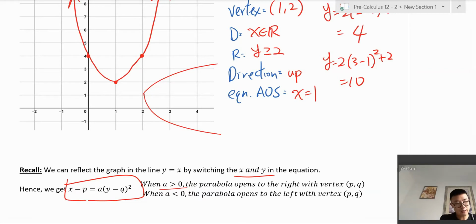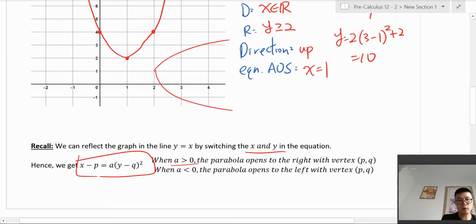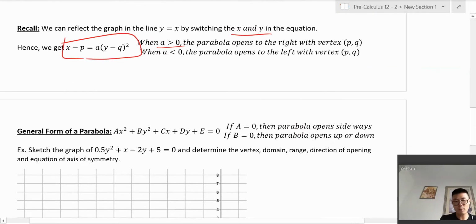Similarly, if a is less than 0, that means originally it opens downward, and if we reflect over y equals x, then it results in a parabola opening to the left with the vertex p comma q. Okay, so again, we've done this before in transformation.